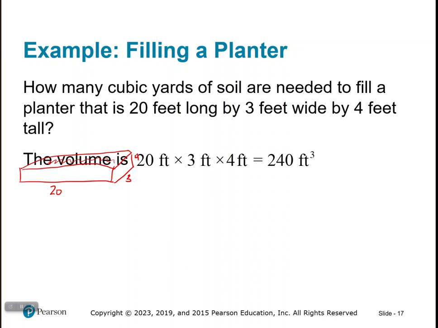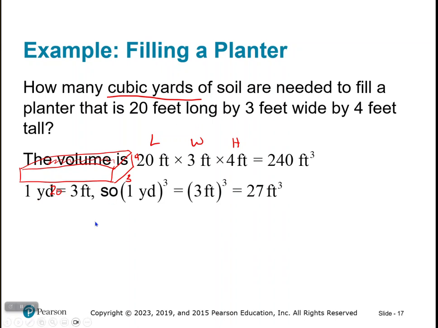Of course, I wrote that right over the top. The volume, right? What is a volume? A volume is length times width times height. We find the volume is 240 cubic feet. I want to know how many cubic yards of soil it takes to fill them. So let's go ahead and erase this. Oh, look at that. That's easier.